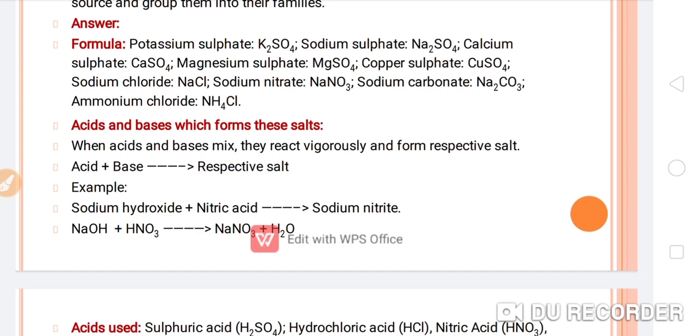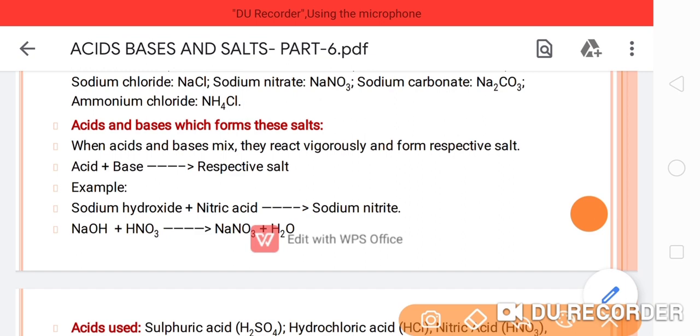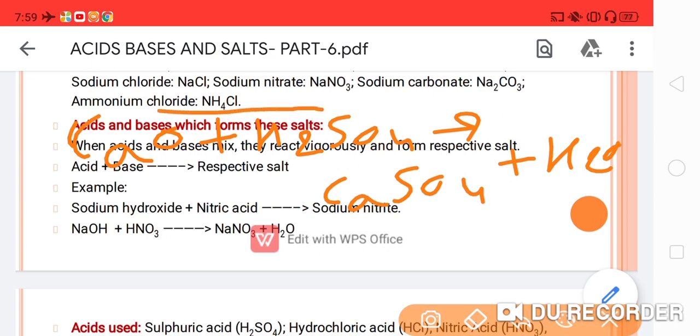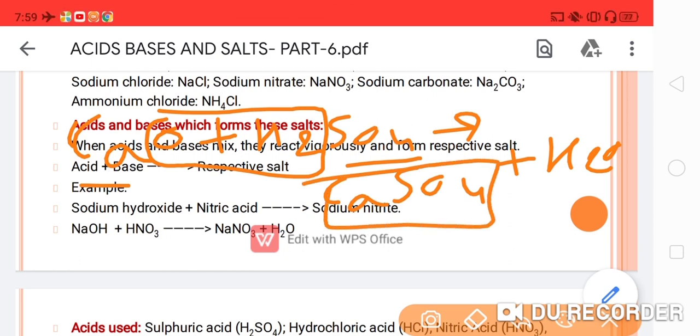From both of them you can form calcium sulfate. Suppose you have to form calcium sulfate, so you can use calcium oxide. When it reacts with dilute sulfuric acid, it will convert into calcium sulfate and water will evolve. This water combines with this and it will convert into the salt.